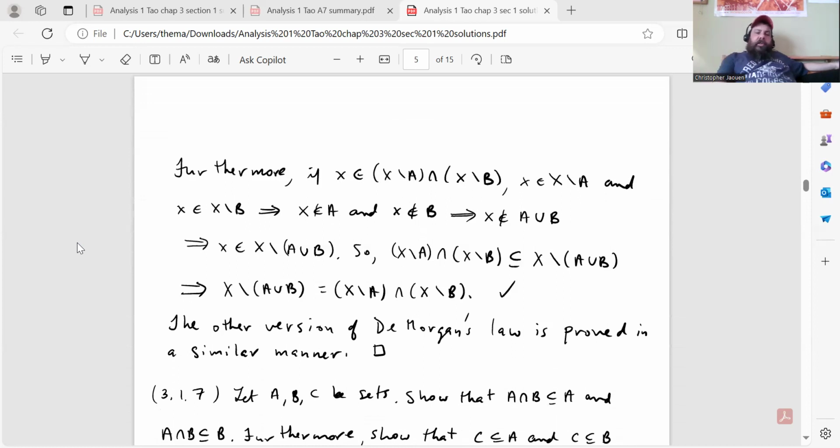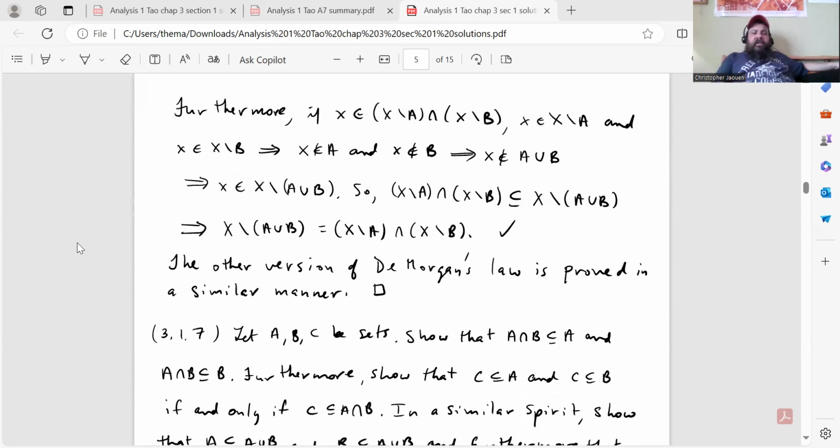Again, I'll let you pause the screen and look at this. It's very similar. There's more interesting stuff to get to, but you can pause the screen and see how I did it here. And then I also said the other version of De Morgan's law is proved in a similar manner. So in other words, I skipped that, but you can do it in a similar kind of way. So if you want to get some practice on your own, hopefully you tried this already, but you can try the other one and see if you can prove the other version of De Morgan's law as well.